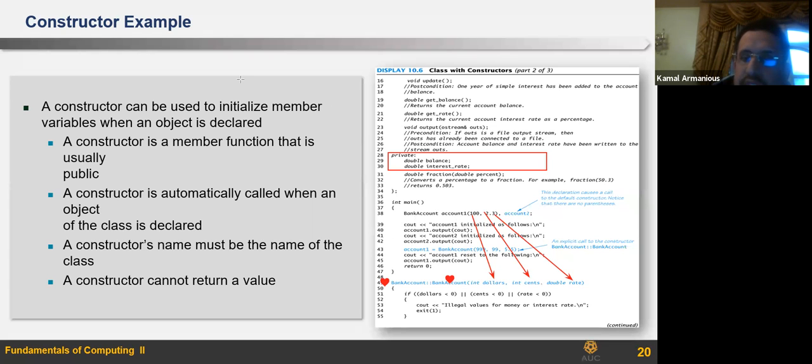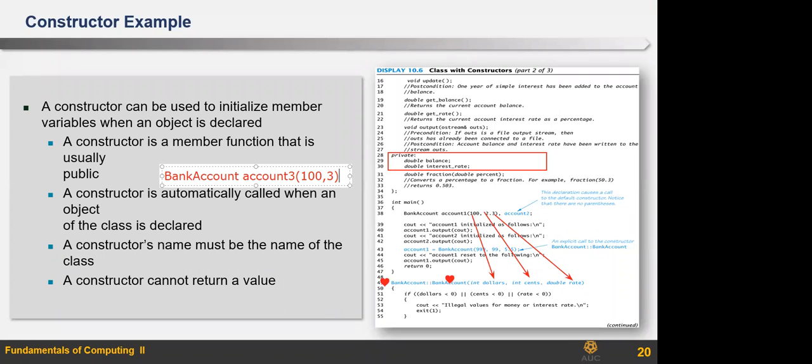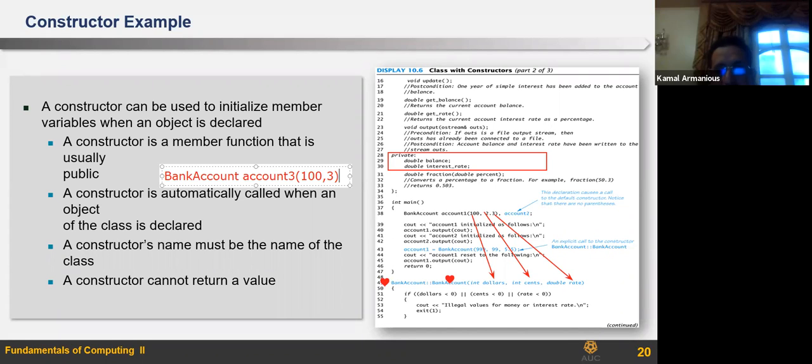Okay, so what if we have something like this, Yaim? Bank account 2, account 3, and then we have 103. Will it call the first constructor or the second constructor? The second one. Thank you, Yaim. So, based on the number of parameters, it will call one of those constructors. So the constructor can be overloaded.